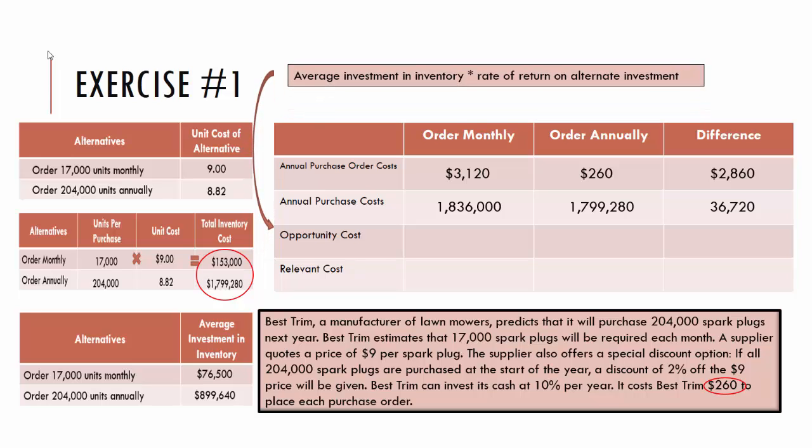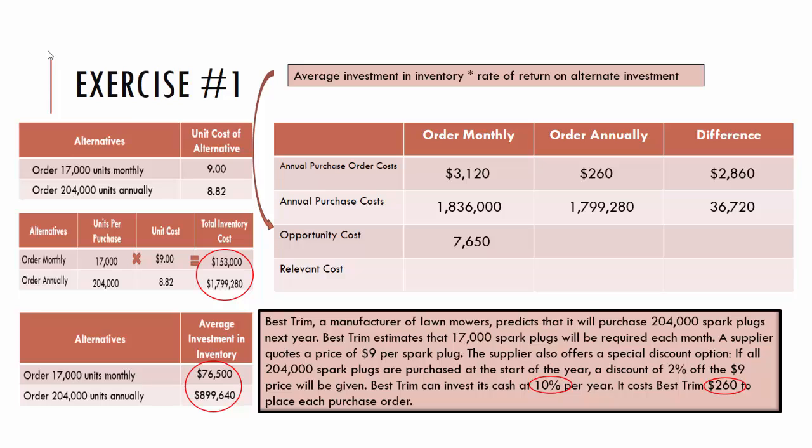We had to figure out that average investment in inventory earlier. Well, let's take the average investment in inventory and multiply it by the rate of return that we would have if we put it into the market instead of using that cash to buy spark plugs. So our average investment in inventory, if we order monthly, would be $76,500. Let's multiply that by our rate of return on the investment, which was 10%, which means we're foregoing about $7,650 worth of possible returns on the market. If we took all of our money and put it in the market, we're giving up $7,650 by spending some of it to order monthly.